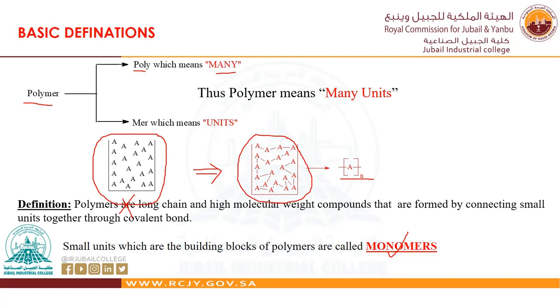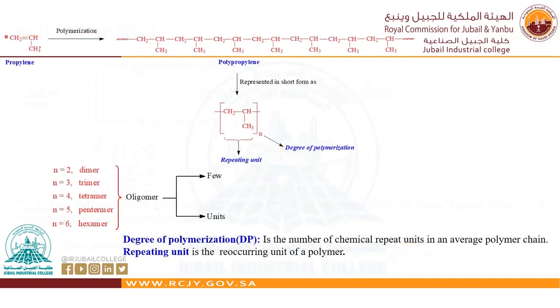For example, this is an example of a monomer, which is propene or propylene, that has a double bond. This monomer will react to form a polymer, and this will lead to formation of a long chain. This long chain can be shortly represented as a unit inside a bracket, which is the unit that is repeated along the polymer backbone, and this is called the repeating unit. And the number of repeating units is n here, which is called the degree of polymerization.